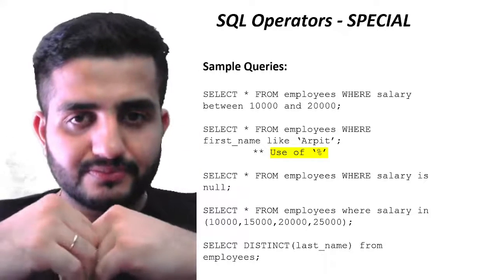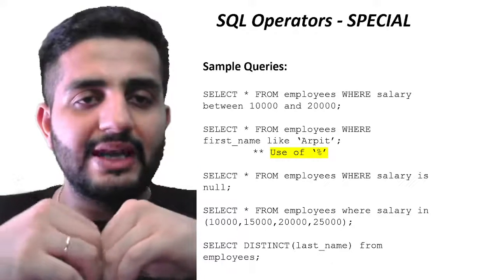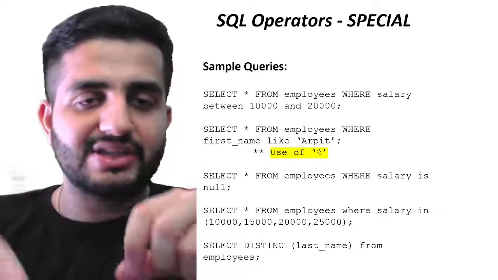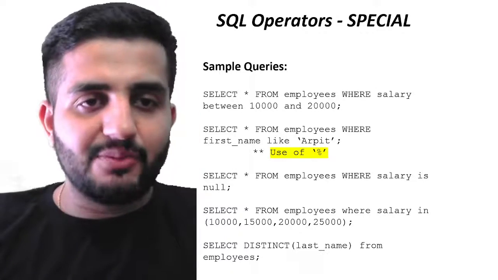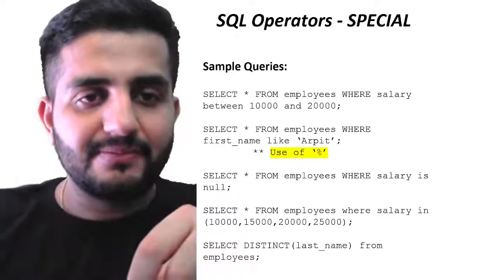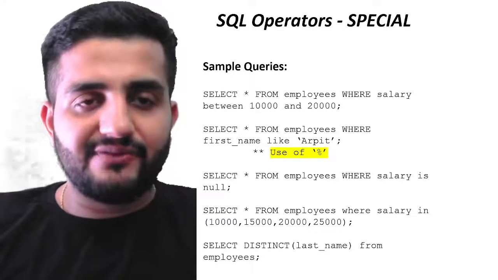Now suppose I want the names which end in T. For example, the end character has to be T. In that case, before T, anything is fine for me. So I will be writing percent then T, because I want the ending to be T. Before T, anything is fine for me.